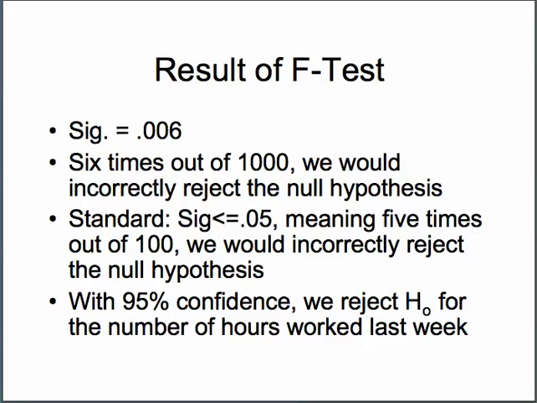Our standard for feeling very confident in rejecting the null hypothesis is sig equals 0.05, or that we would incorrectly reject the null hypothesis 5 times out of 100. Any sig that is lower than 0.05 means that we will correctly reject the null hypothesis with 95% confidence. This also goes for significance equaling 0.05.